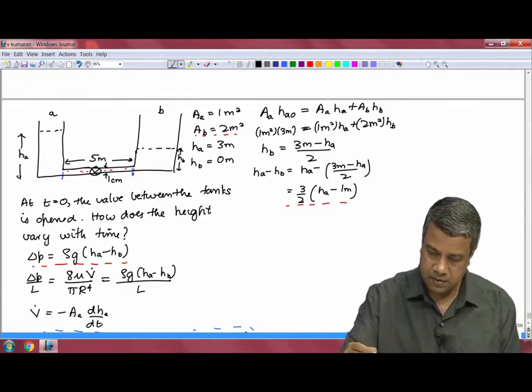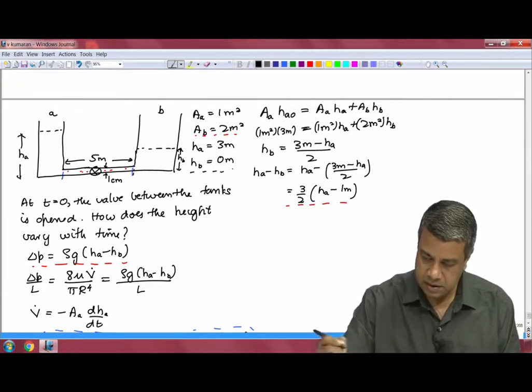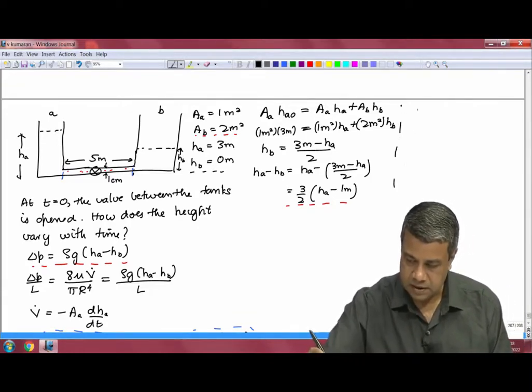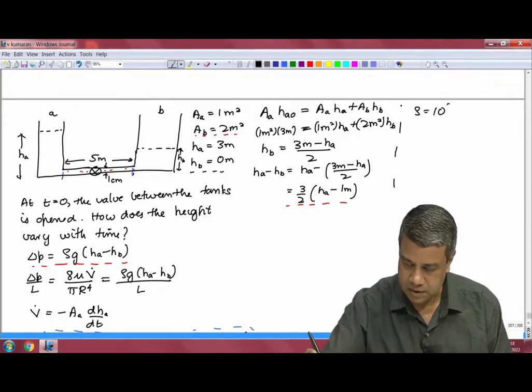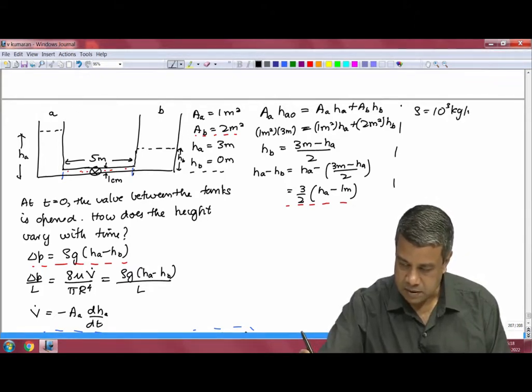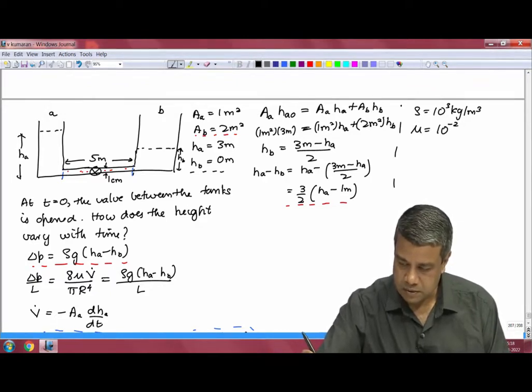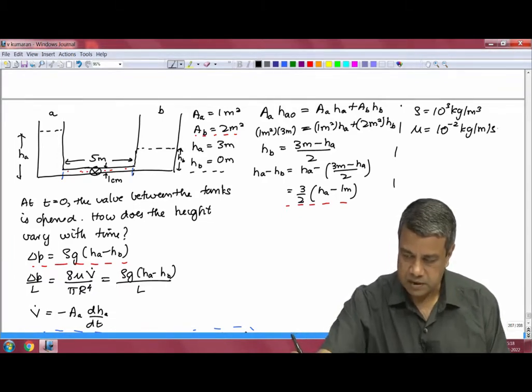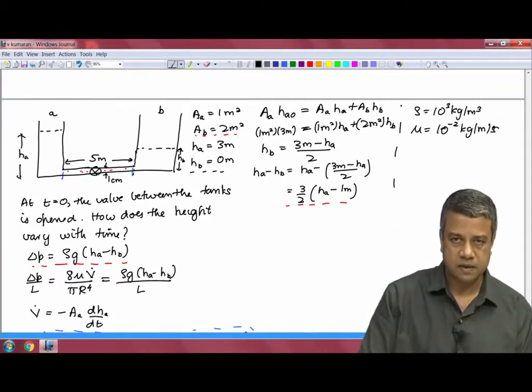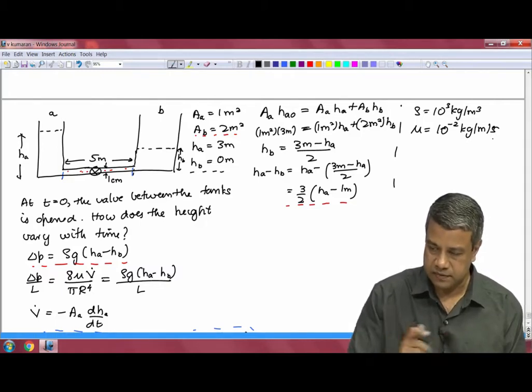So, in the original problem I had these parameters, and in addition if I take the density rho equal to 10 power 3 kg per meter cubed and mu equal to 10 power minus 2 kg per meter per second. This is a fluid which has 10 times the viscosity of water. So, that is what is specified in the problem.